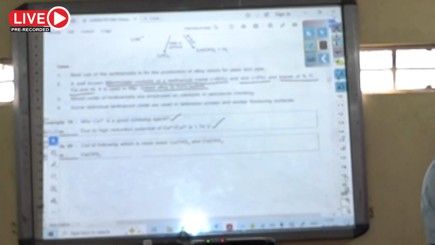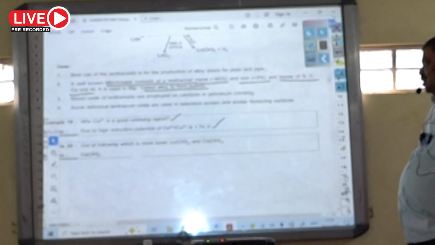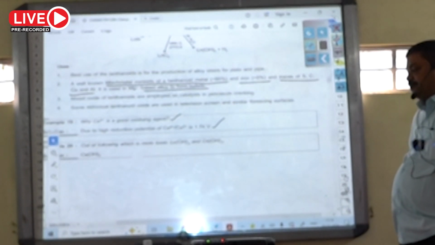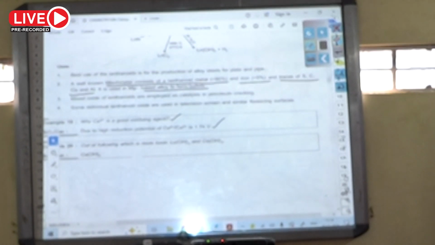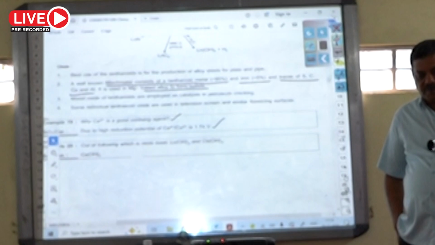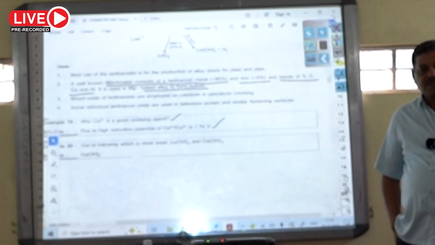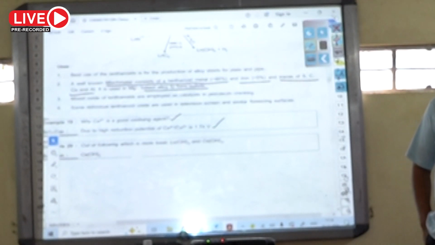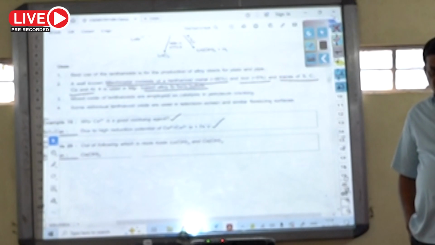Which is more basic, lutetium hydroxide or cerium hydroxide? The answer is cerium hydroxide. Reason: the earlier members of the lanthanoid series resemble calcium, and calcium hydroxide is more basic than aluminum hydroxide.